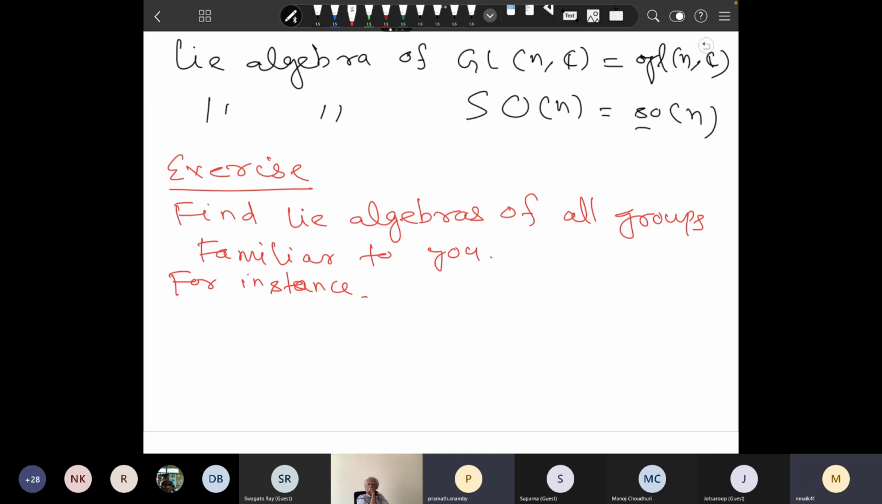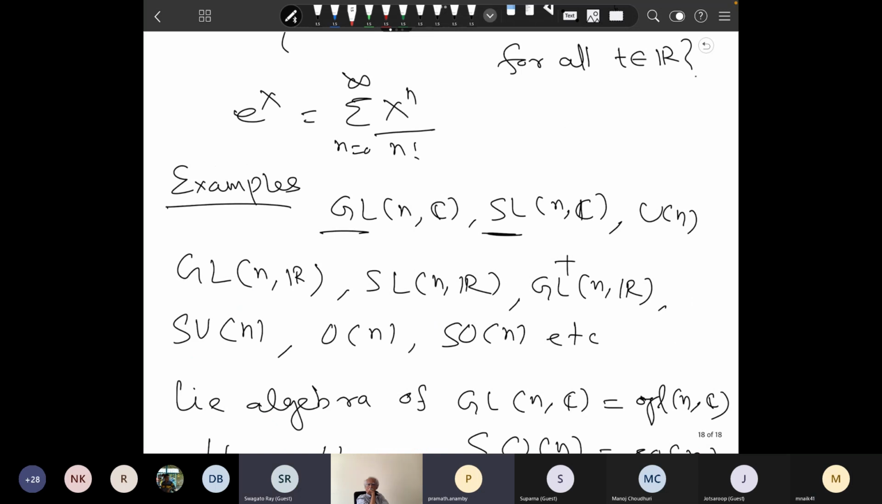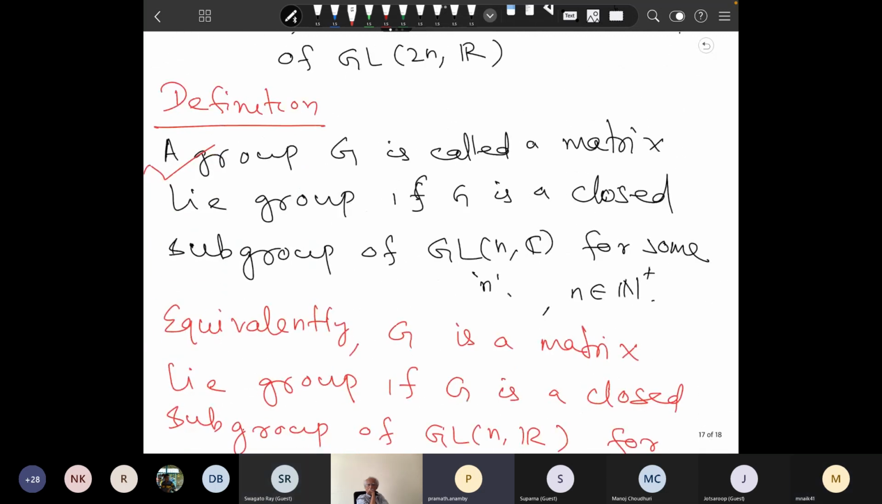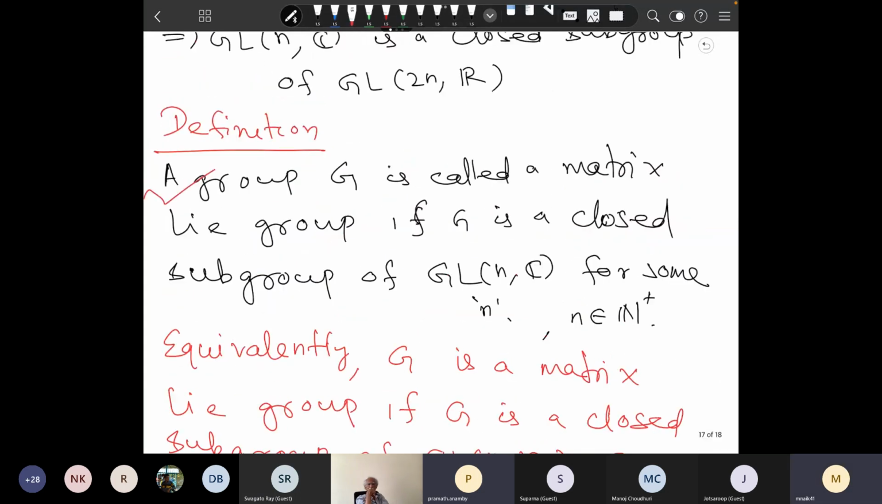You have told us what a matrix Lie group is, but you didn't tell us what a real Lie group is. Since you are saying real Lie group, one suspects there is something called a complex Lie group, which you didn't define. If this Lie algebra is a complex vector space, then it is called a complex Lie group. Is that the definition?